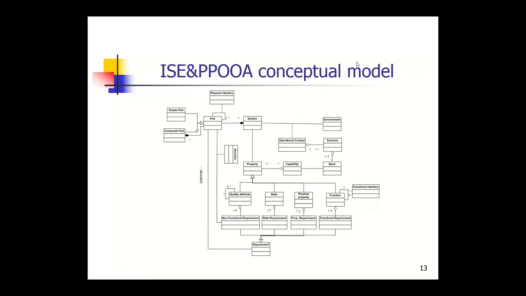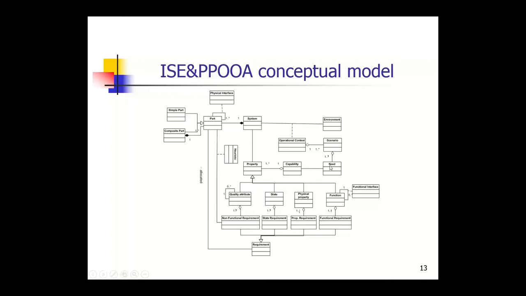Well, the main term here is the system, our system of interest, where our system of interest interacts with an environment. This interaction is described by an association class in UML that is called operational context. So the interaction between the system and the environment is described by an association class named operational context in the methodology. This operational context is an aggregation of scenarios or use cases. From the scenarios, we obtain operational needs.